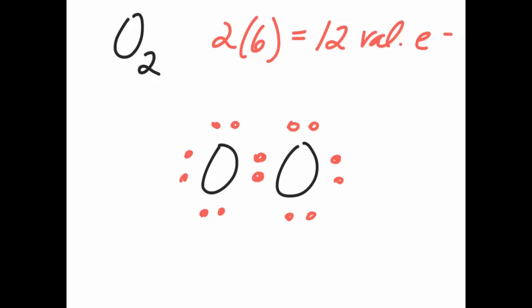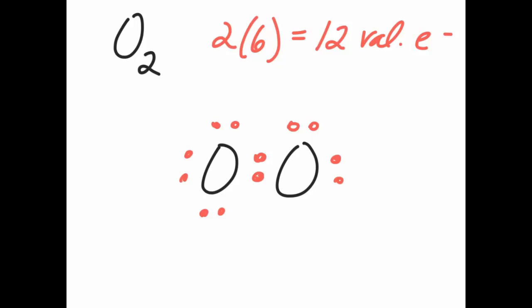Count them up. 2, 4, 6, 8, 10, 12, 14. Wait a minute. We used way too many valence electrons. We only have 12 to work with. So the first thing I need to do is get rid of 2 of them. How about I take these 2 off the bottom?